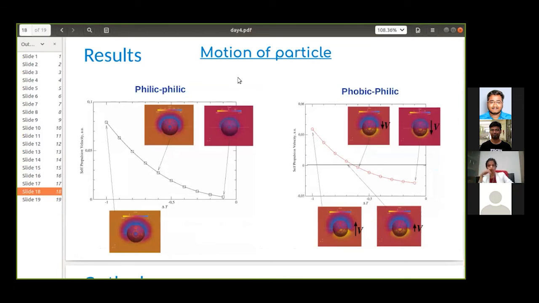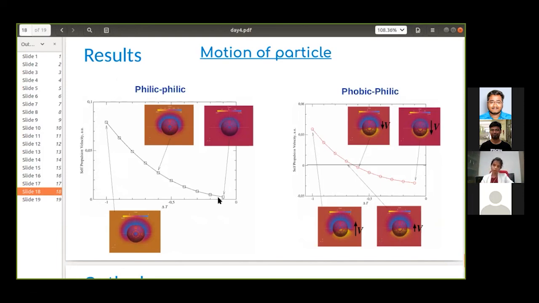Okay. So to explain the motion of the particle, I kept this slide. Let's not get into the detail. What I show you here is a plot of the velocity of the particle, which is undergoing motion. The y-axis is the velocity, the x-axis is the temperature gradient. The left one is for a philic particle, which means that if I take this Janus particle, both the right and the left side prefer the water phase. The right one is for a phobic-philic colloid, which means that the right part, the cap part, does not like water and the left part likes water.